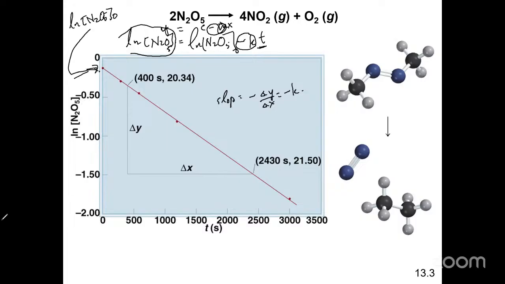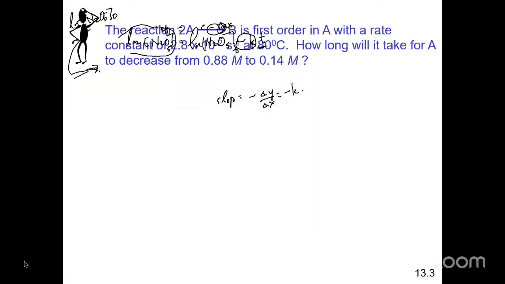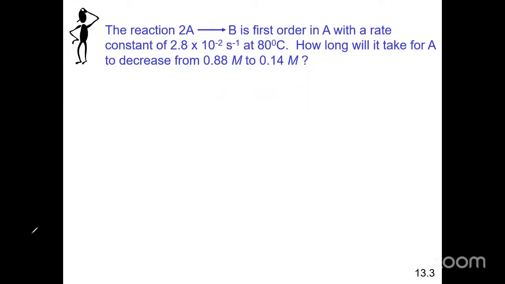Okay, so let me get rid of this stuff right here, and let's look at this example. This question gives you the reaction and says it's first order with respect to A with a rate constant, and it gives you the rate constant at 80 degrees. The question is asking, how long will it take for A to decrease from 0.88 M to 0.14 M? So basically we can identify certain terms here. Turn on my pen again.